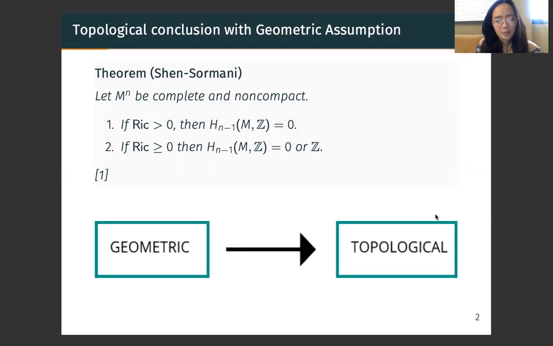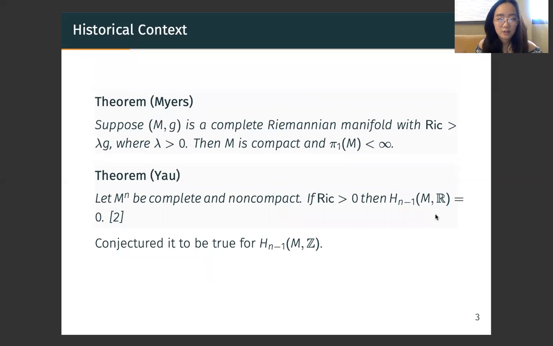And later in the talk, we're going to do a sketch of a proof of this theorem. Okay, so for some historical context, first we have this theorem by Myers. So suppose M is a complete Riemannian manifold with Ricci greater than lambda G, where lambda is positive, then M is compact and the fundamental group is finite.